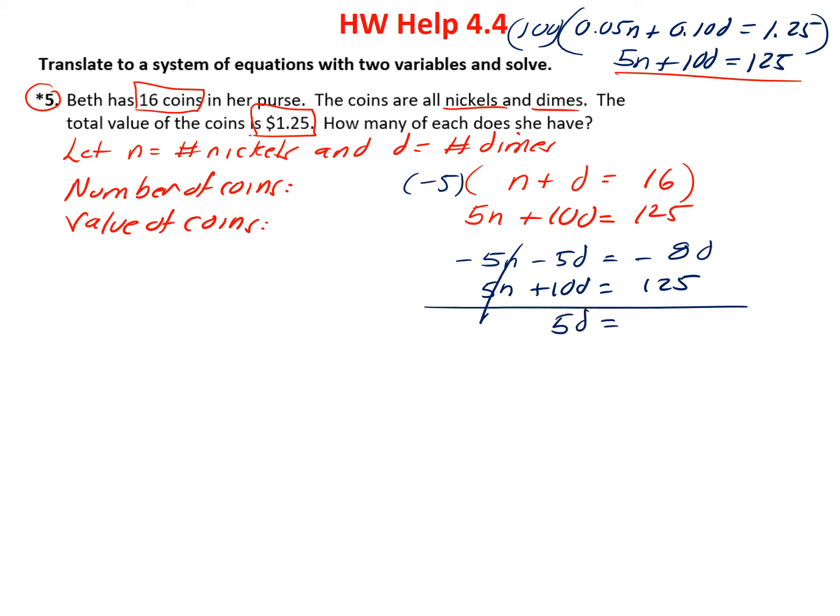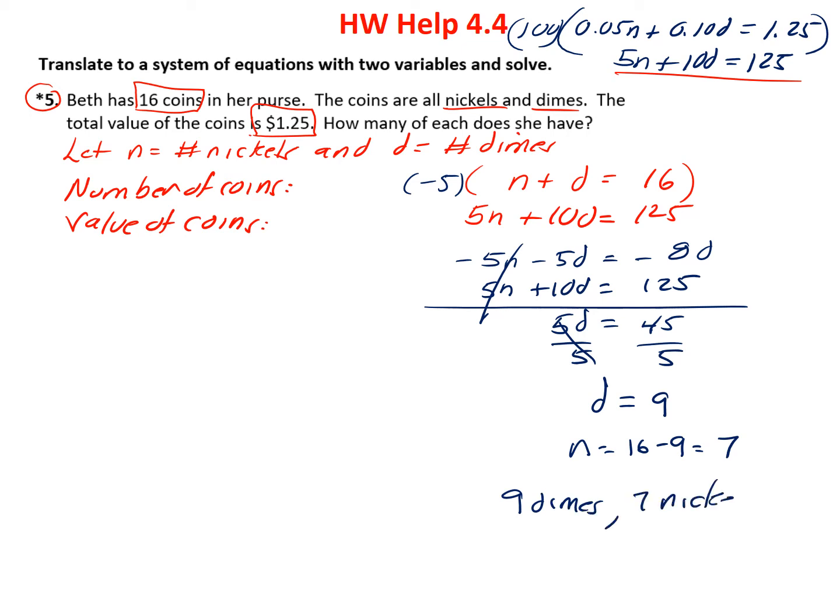5d equals 45. Divide by 5. And you see that d equals 9. Well, if the number of dimes is 9, then the number of nickels is 16 minus 9, which is 7. So our answer is 9 dimes and 7 nickels.